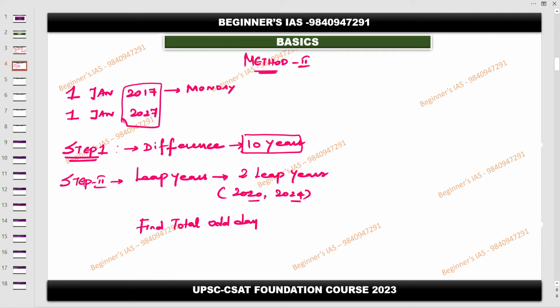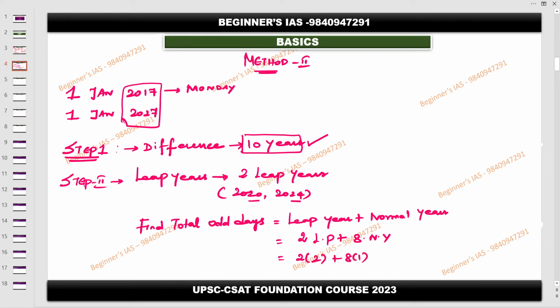After finding this, next step: find the total odd days. In order to calculate the total odd days, you have to write leap years plus normal years. Now listen carefully. Out of these 10 years, how many leap years are there? 2 leap years. Remaining 8 normal years. A leap year contains 2 odd days, a non-leap year contains 1 odd day. Therefore 4 plus 1, so obviously 5 odd days. Always remember you need to add Monday plus 5 odd days. Therefore, here also you will get Saturday as your answer.